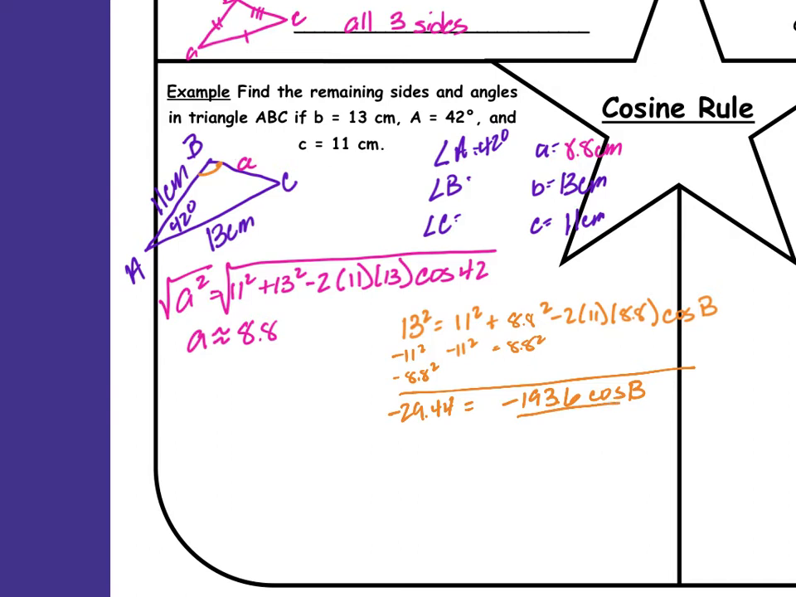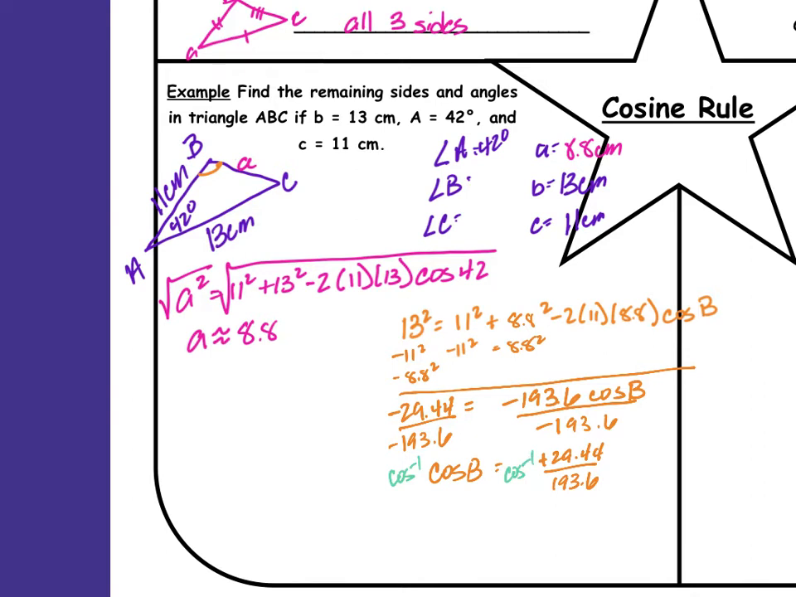So I need to get that cosine of B by itself, so I'm going to divide by 193.6. So cosine of B is going to equal negative 29.44 divided by negative 193.6, so that's positive. And I don't want cosine of B, I want B. So how do I undo cosine? I do cosine inverse.